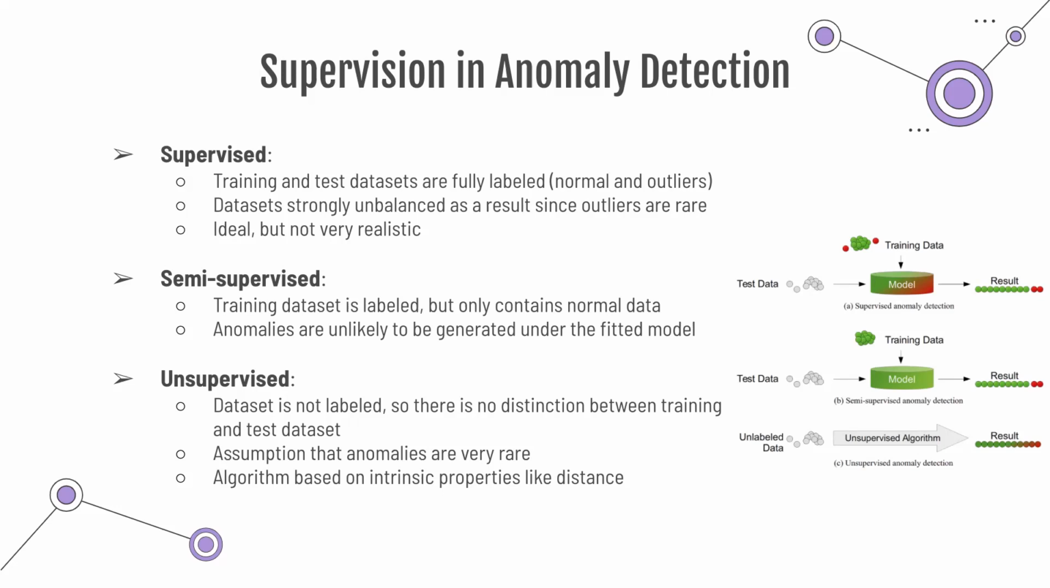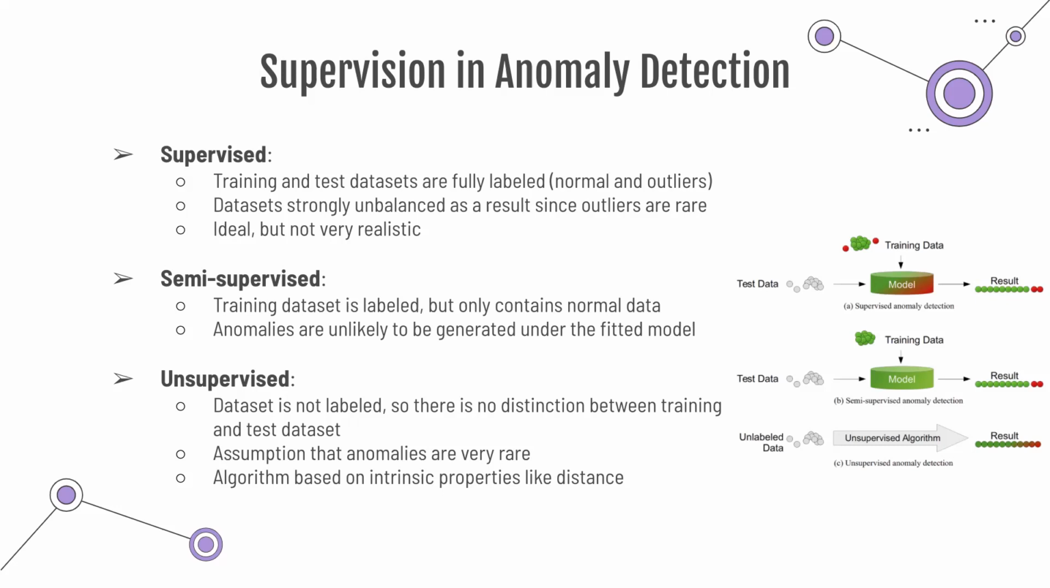Next up, there's semi-supervised anomaly detection. This is when the training data set is labeled, but it's only labeled with the normal data. When testing this algorithm and running it on data, we can classify anomalies by seeing how likely they are to be generated under that fitted model. Similar to a hypothesis test, you see how likely some point is, assuming that the null hypothesis is true.